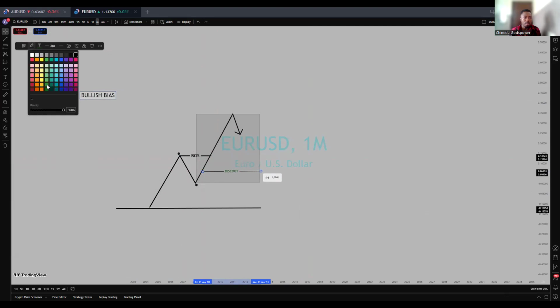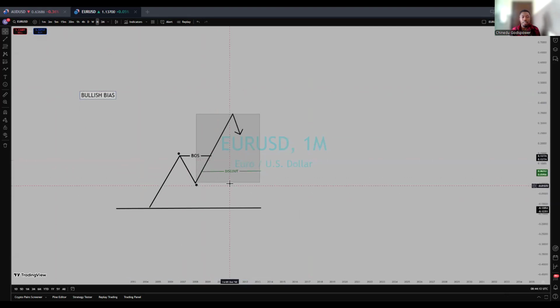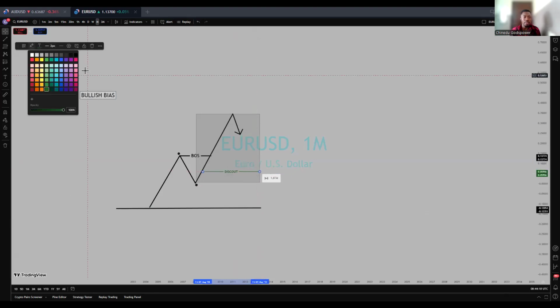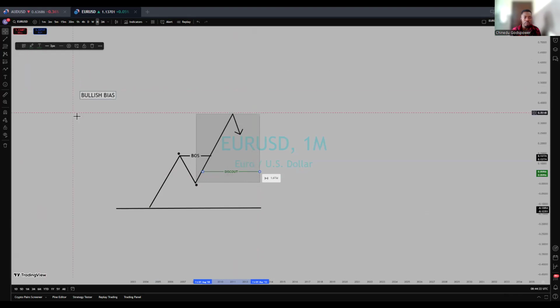So guys, pardon me. All right, so this is a discount level, discount price level. I hope this color is very, very visible. I just want the visibility in the color. So that's why I'm doing all of this. Okay. All right. So I'm just going to make it restricted. So we know price is going to come here.